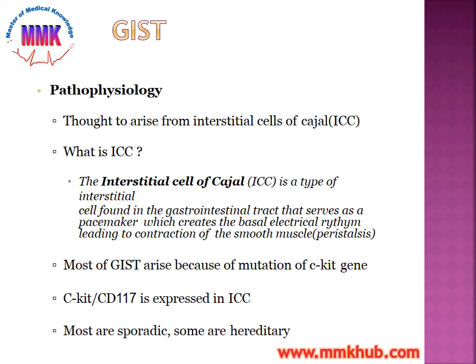Pathophysiology. GIST is thought to arise from the interstitial cells of Cajal. What are interstitial cells of Cajal? These are a type of interstitial cell found in the gastrointestinal tract that serves as a pacemaker which creates the basal electrical rhythm leading to contraction of the smooth muscle, that is peristalsis. Most GISTs arise because of mutation of the c-KIT gene. c-KIT or CD117 is expressed in interstitial cells of Cajal. GISTs are mostly sporadic, but some forms of GIST can be hereditary.